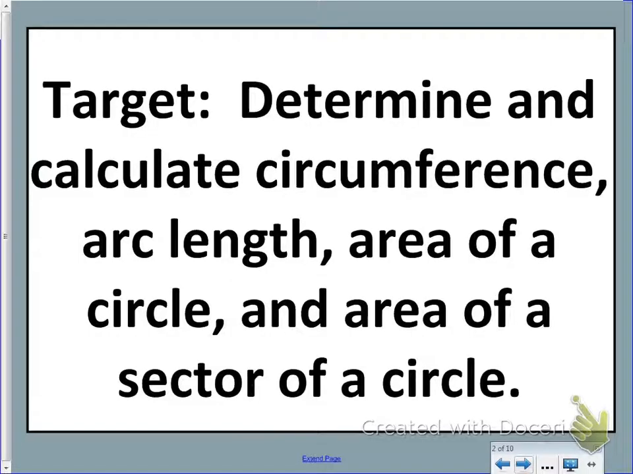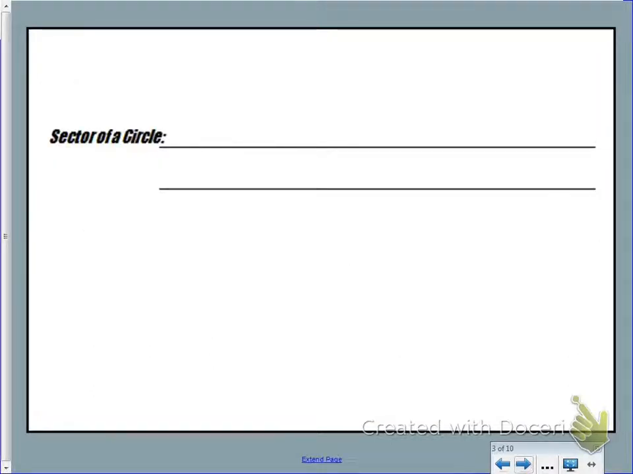Welcome, geometry students. Today we're going to continue to learn about how to determine and calculate circumference, arc length, area of a circle, and area of a sector of a circle. So first of all, let's discuss what the sector of a circle would be.